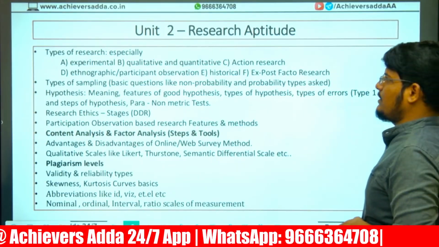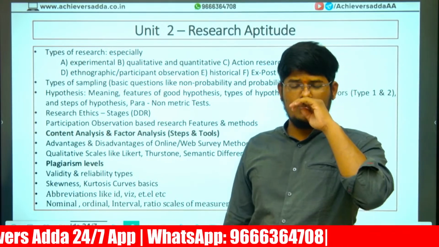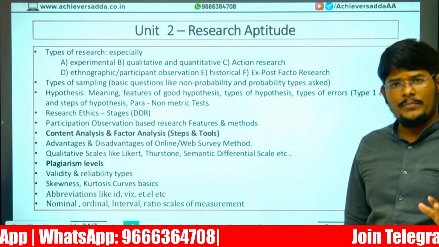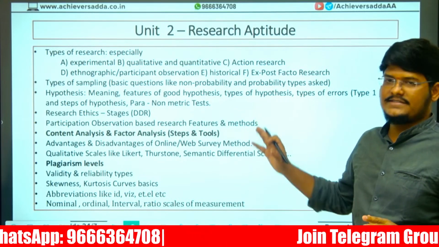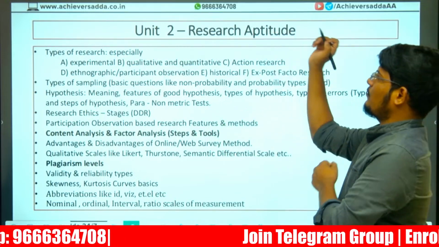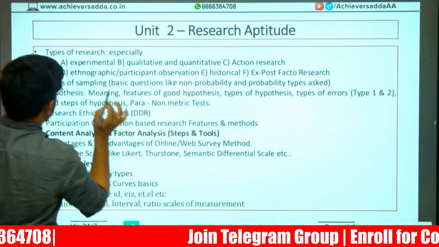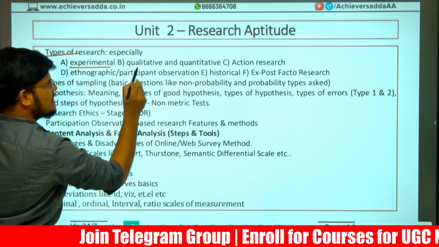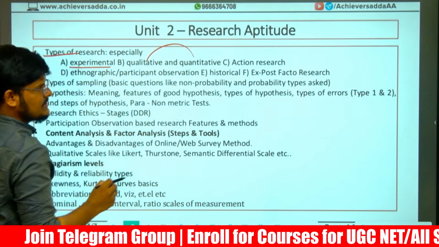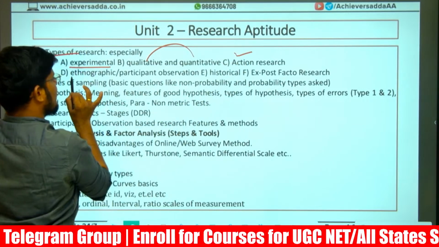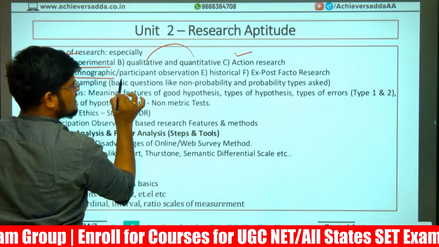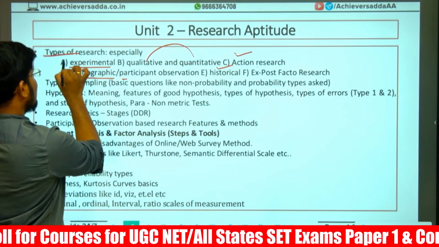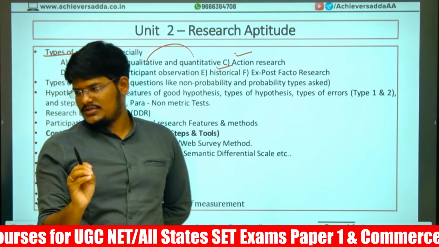Let us go to the unit 2. After solving the previous year question, you will realize that these topics are much most important which I listed in each unit. And if you come to the research aptitude, types of research is first. In the types also, first one, experimental research, qualitative quantitative research, action research, ethnographic research, participant observation based, historical, ex post facto. Cover these 7 types of research.